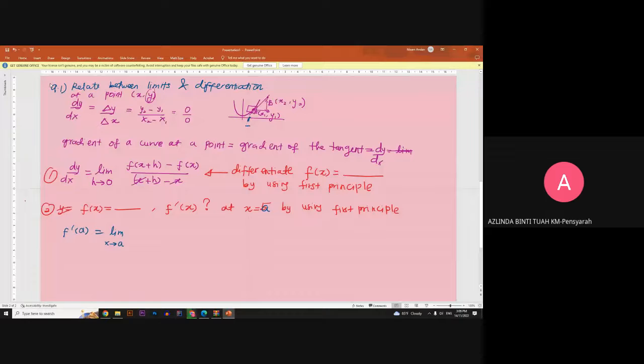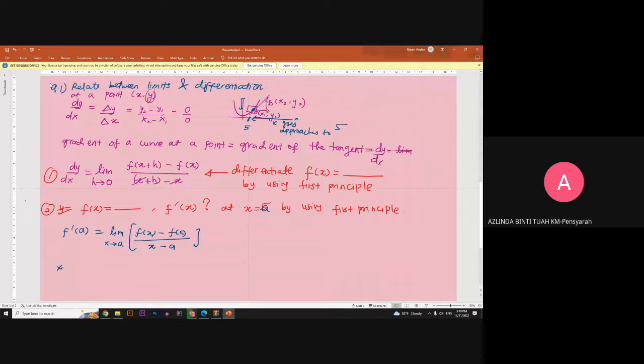Let's say x equals 5 here. So x must approach 5. The limit as x approaches 5 of f(x) minus f(a) over x minus a. So it approaches from the x-axis, and y also approaches, from somewhere here to x equals 5. So this is your second formula.